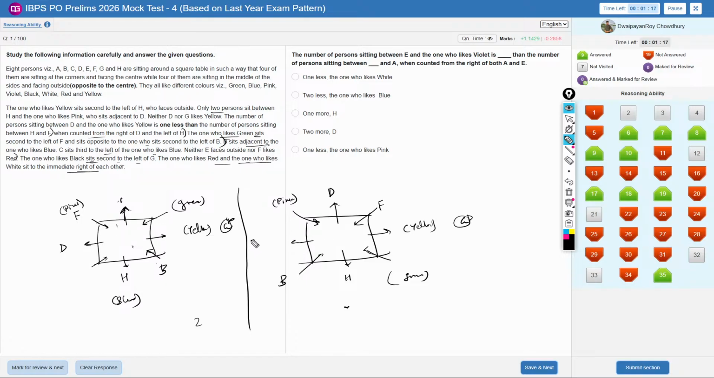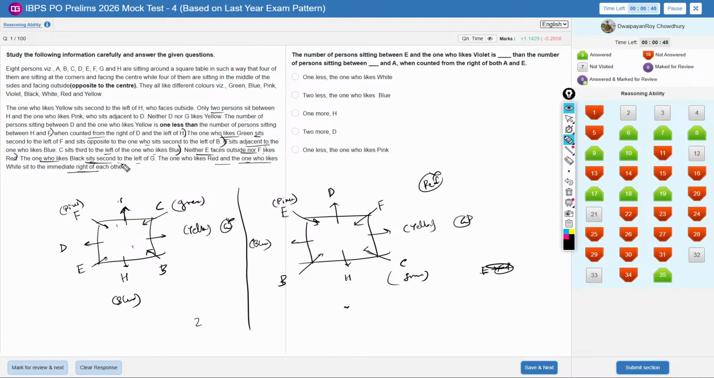So blue is here. And C here. C sits third to the left of blue, 1, 2. C. Neither E nor F likes red. So not red. E cannot, E faces outside, so E is here. Here I have E here, and F is not red.